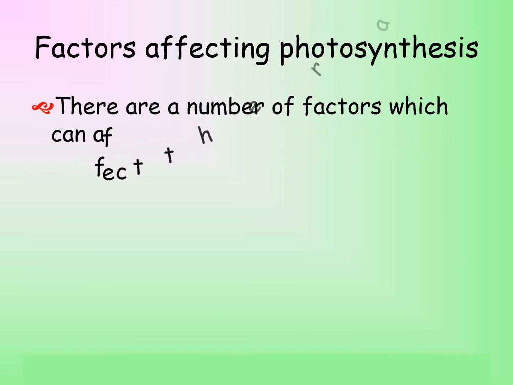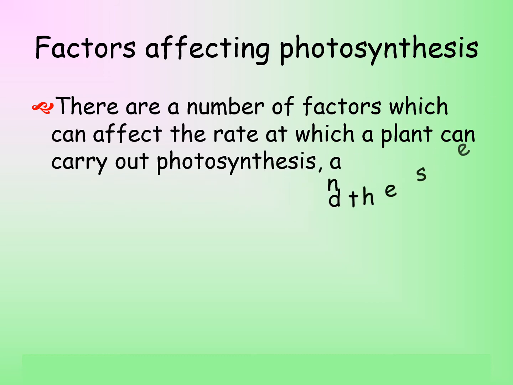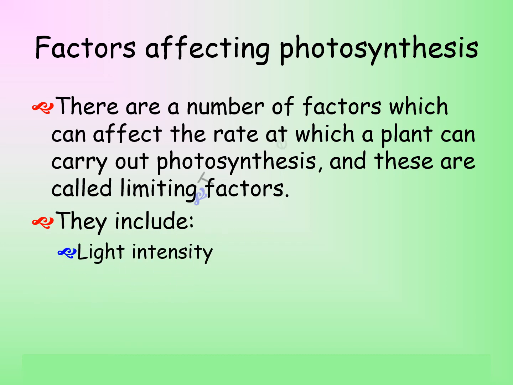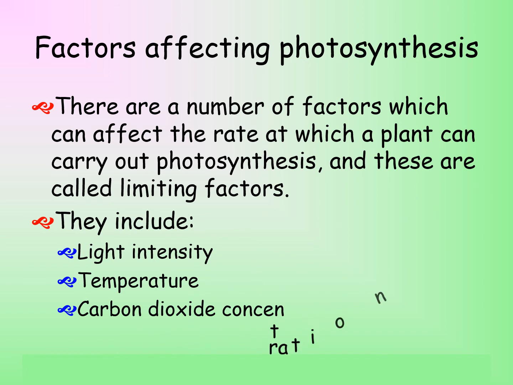So factors affecting photosynthesis, there are a number of factors which can affect the rate of photosynthesis, and they're called limiting factors. Now we know this from previously: light intensity, temperature, and carbon dioxide. Now we know a wee bit more about the temperature now, because we know that the second stage of photosynthesis, carbon fixation, is enzyme controlled, and whenever you've got an enzyme working, we know that temperature is going to be implicated. We know that we have to get the temperature to optimum conditions where the enzymes are going to work at their fastest rate.